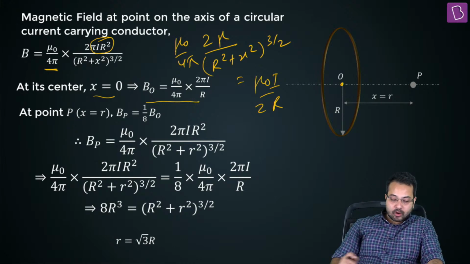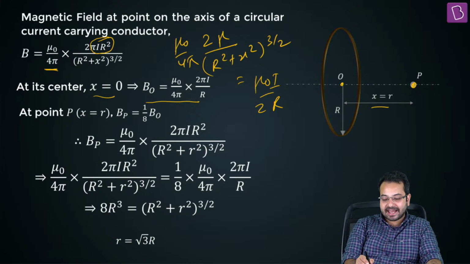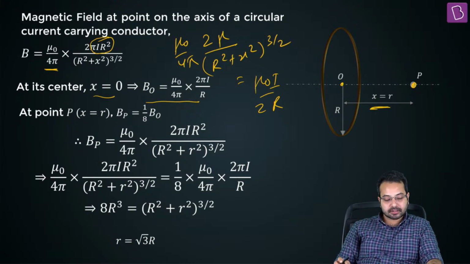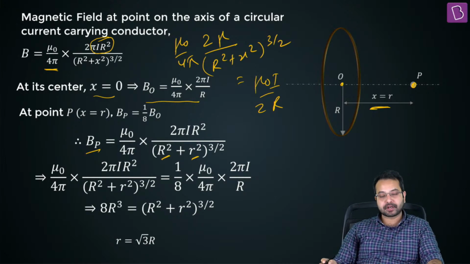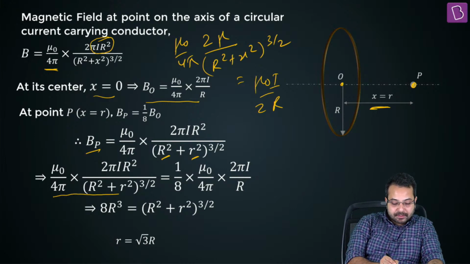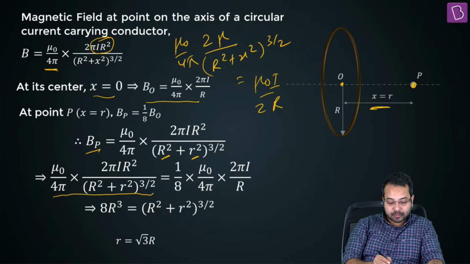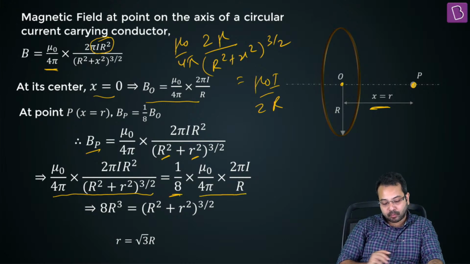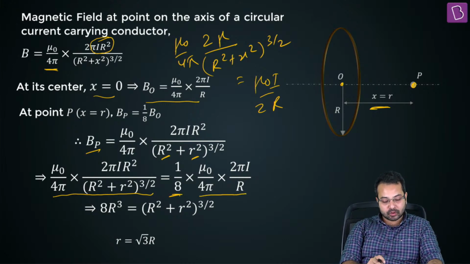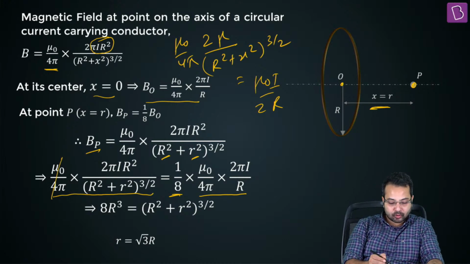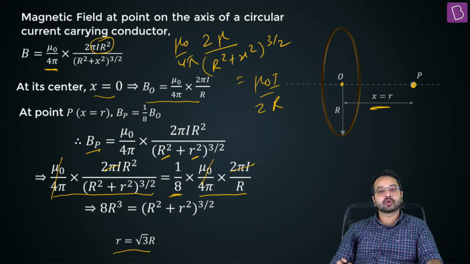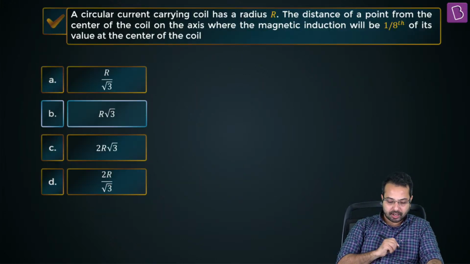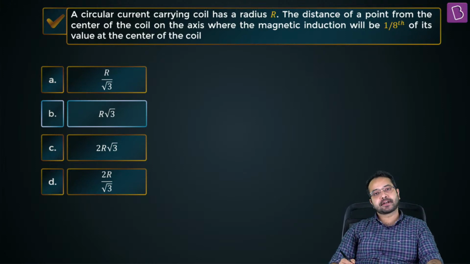Okay, now at point P, let's say this x, this distance is equal to small r. So when we substitute it here, we're going to write it as (R square plus small r square) to the power 3 by 2. Okay, now this is the magnetic field at point P. This has to be 1/8 of the magnetic field at point O. Okay, so we are going to cancel out all the terms. A lot of terms are going to get cancelled, and when you solve this, you're going to get small r is equal to root 3 capital R, and that should be our answer. So option B is going to be the correct option.